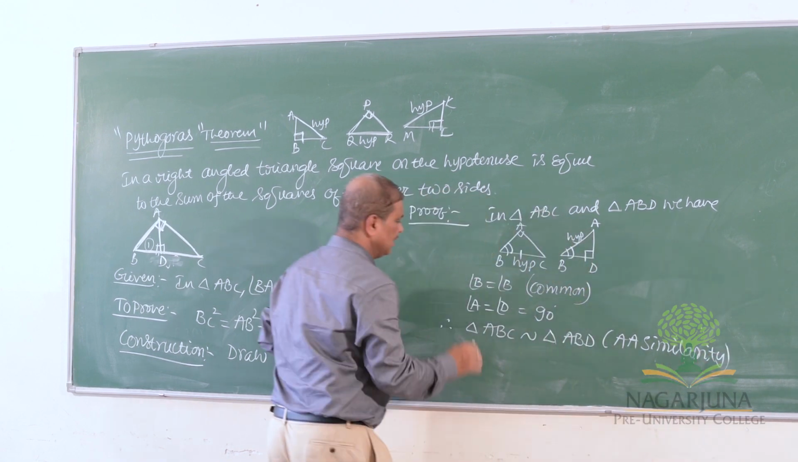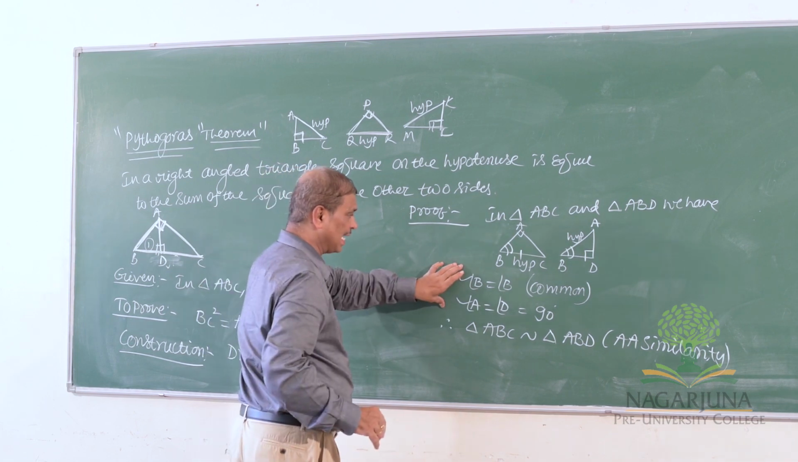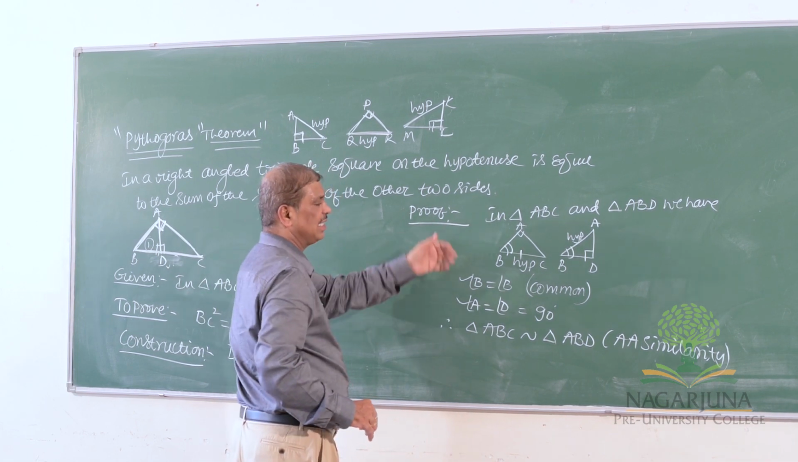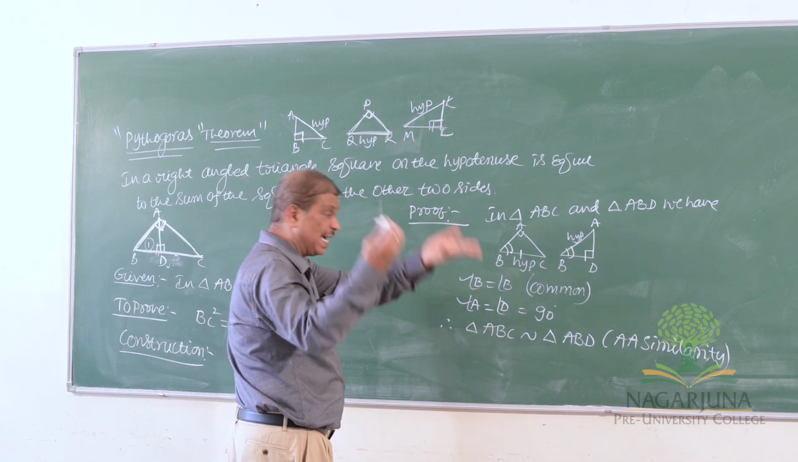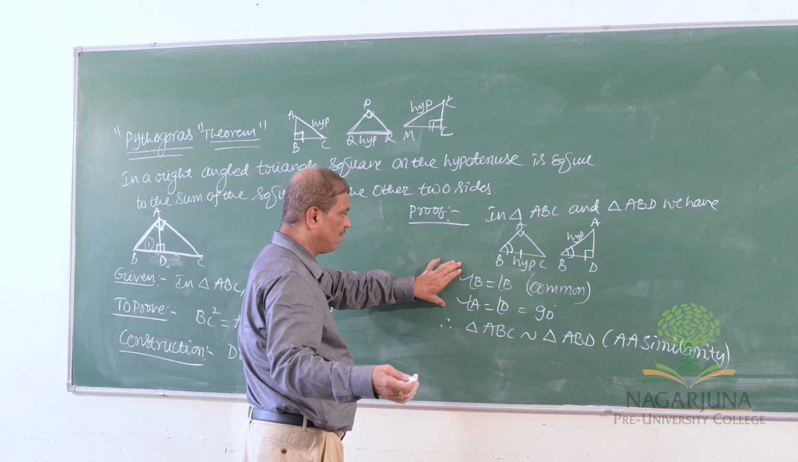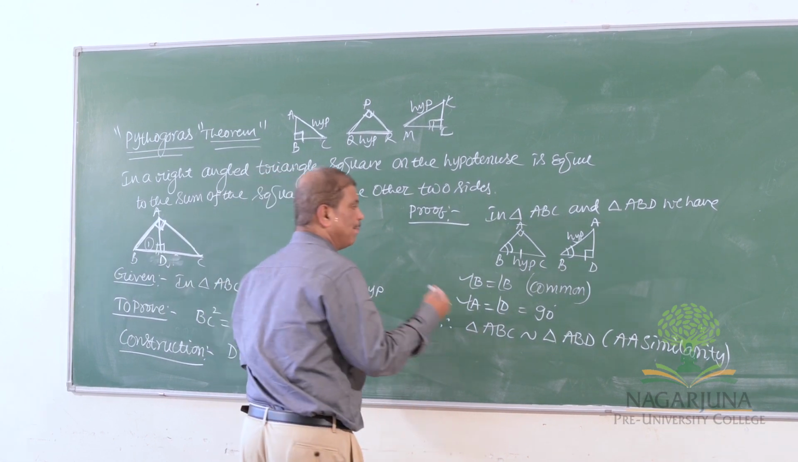AA similarity. Here, two angles are equal. If two angles of two triangles are equal, the two triangles are equiangular. Next, if the angles are equal, then they are similar. Third, corresponding sides are proportional.